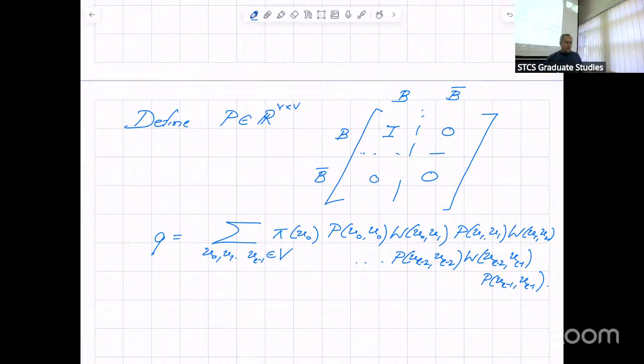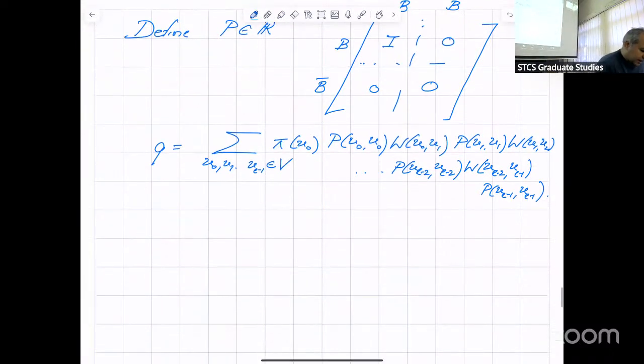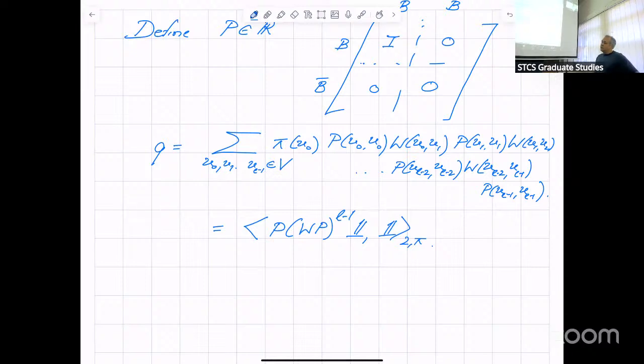So I want to claim, just staring at this, this is exactly P W P to the L minus 1, the all ones vector, the pi. Sorry, why am I typing 2? It's just a pi. Is this clear? This and that is exactly the same thing.